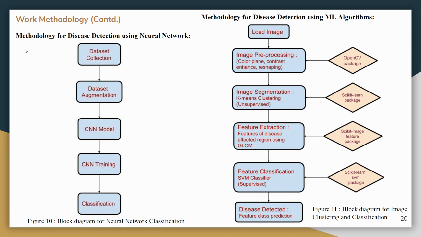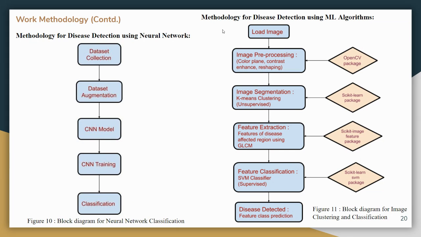Next, we see the methodology for disease detection using a neural network. For that, we take a dataset collection, and then we use dataset augmentation, which basically refers to the transformations that are performed on the image dataset in order to increase the number of data points. After that, we select the CNN model, and then we train the model, and based upon that we perform the classification.